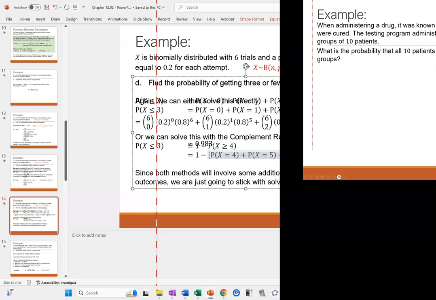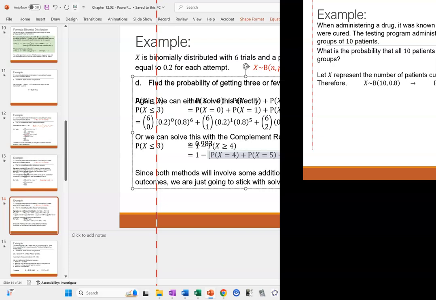What is the probability that... I'm sorry, when administered a drug, it is known that 80% of people using it were cured. The testing program administered the drug to 2 groups of 10 patients. What is the probability that all 10 patients were cured from both groups? First thing I want to recognize is that this is a binomial probability because either you're cured or you're not. That's success or failure. And what happens to one person is independent of the other, so we have our conditions.